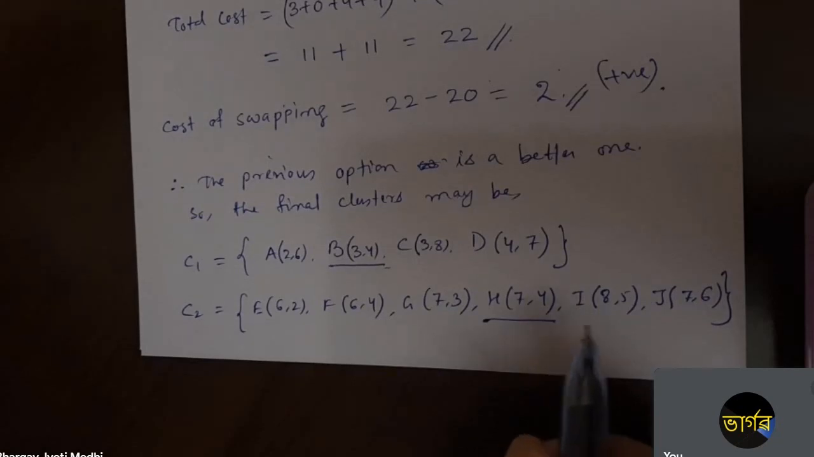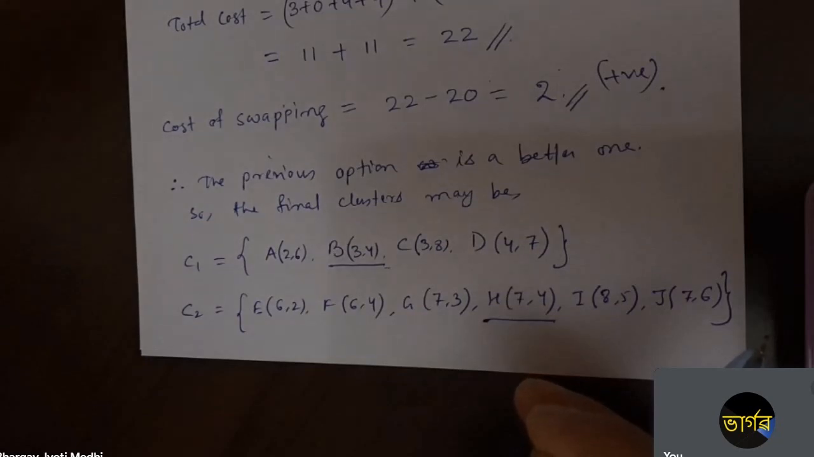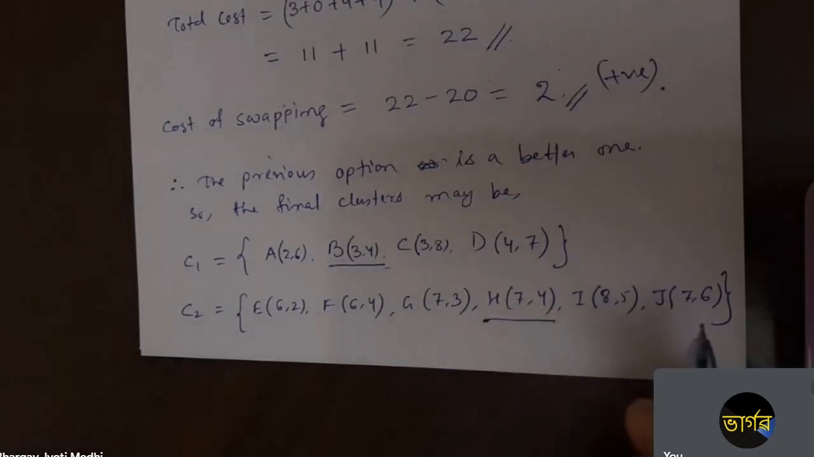But if the cluster stops changing and becomes constant, then you compare the total cost. Whichever total cost was lower, that we call the final midpoint. Okay, so this is how we are going to do the midpoint clustering, k-medoid clustering.